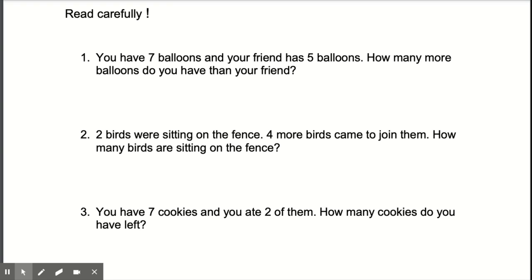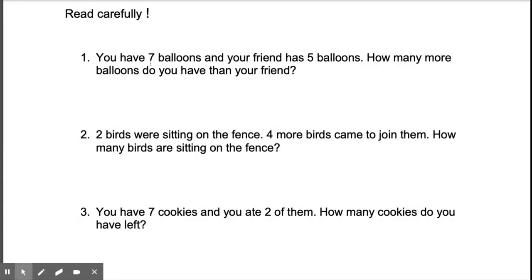Hey guys, this week we're going to work on addition and subtraction word problems. The first thing we need to do is read our problem and highlight the numbers and the words that are going to tell us if we need to add or subtract. If you have to read the problem again, read it 2 times, maybe 3 times, so you can understand what the problem is saying. Okay, so let's go ahead and get started.